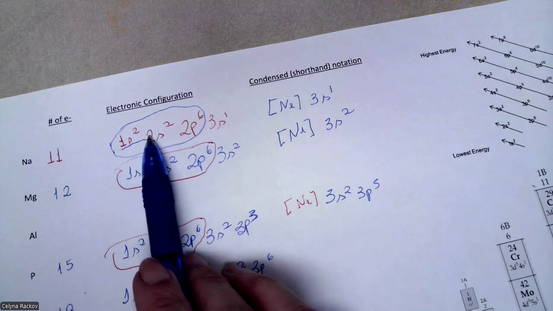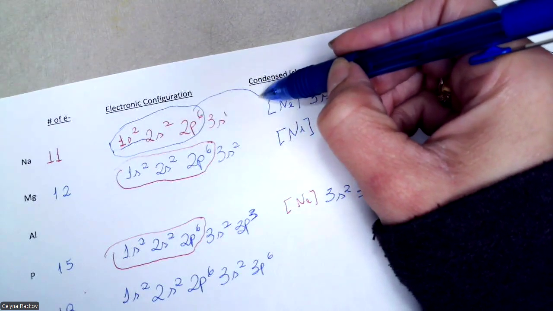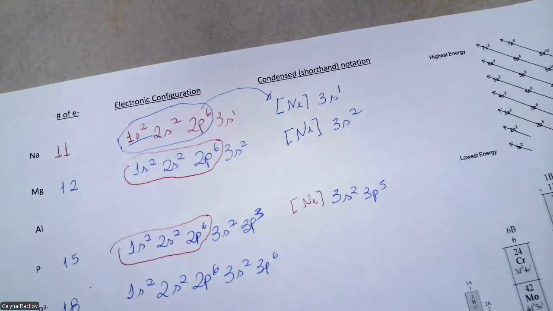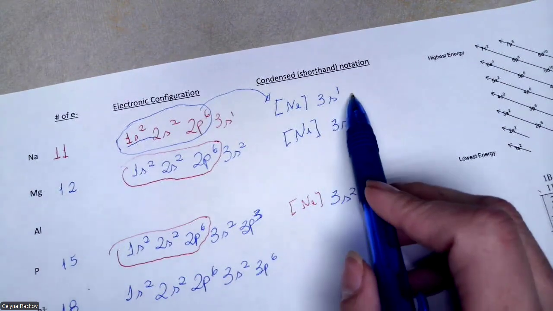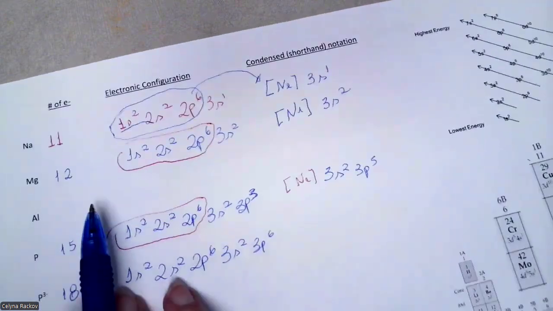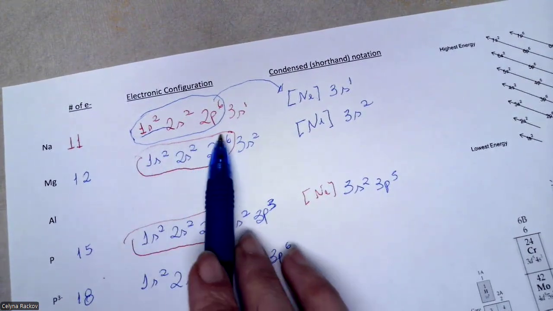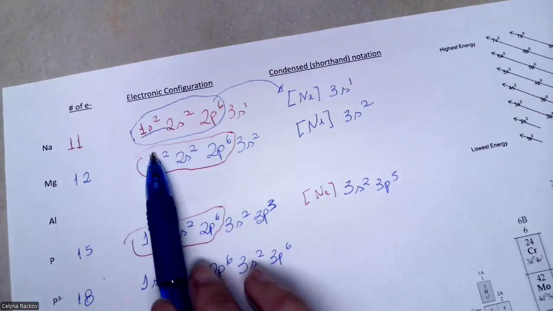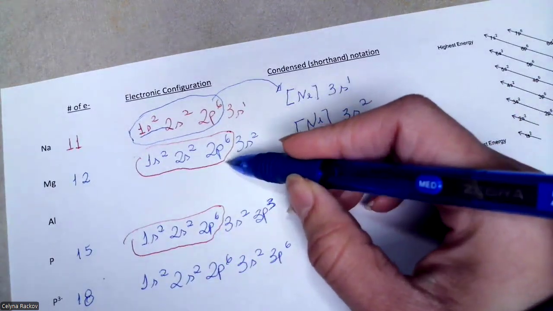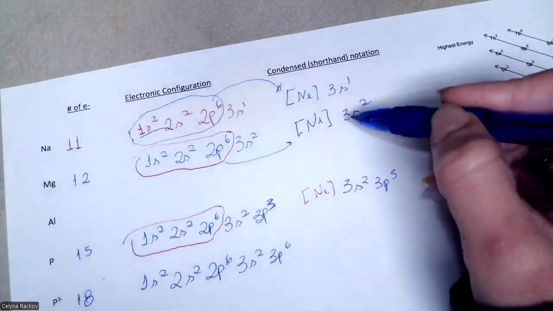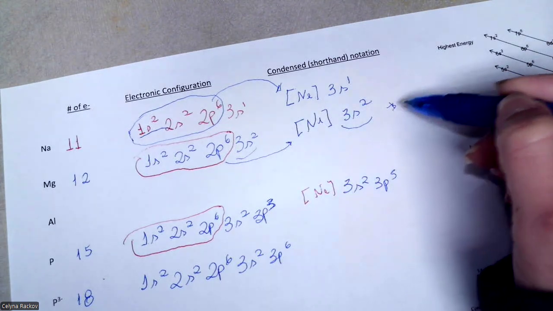Which noble gas has 10 electrons? Neon, right? So this portion here represents neon. So another way to write the electron configuration is just to write neon 3s1. Done. Same thing for magnesium that has 12. Take the portion that represents the noble gas, in that case 10 electrons for neon, right? 10, and then 3s2 to complete the 12 electrons.